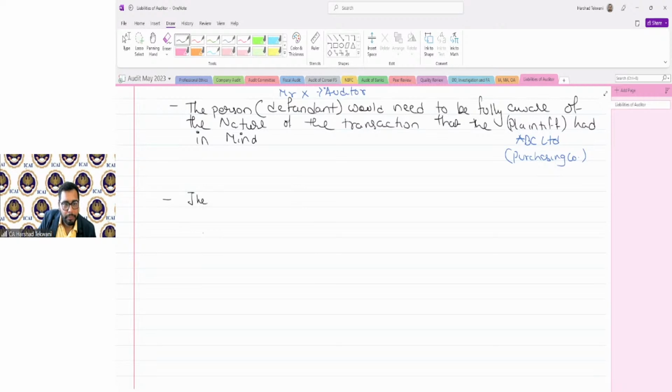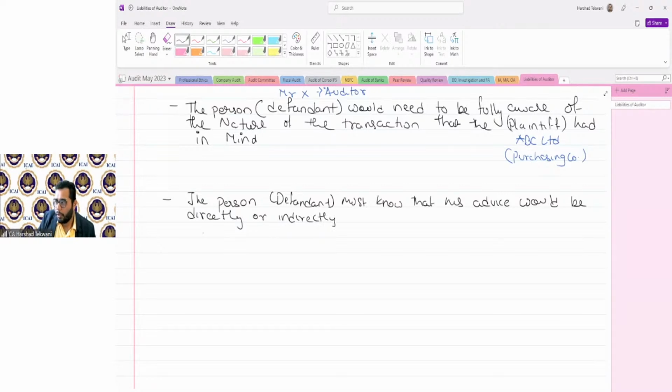So the defendant or the person must know that his advice would be directly or indirectly communicated to the plaintiff. Now, in this case, plaintiff will be again ABC Limited and defendant will be Mr. X. So, Mr. X was aware that his advice will be communicated to ABC Limited.